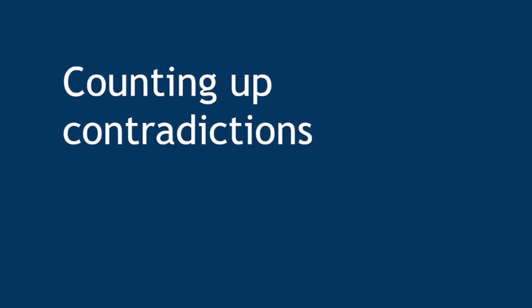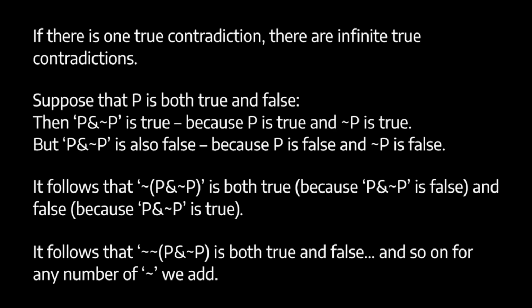I think, first of all, it might be worth noting that one thing that we're probably not going to want to say is that there are few contradictions. If there is one true contradiction, there are infinite true contradictions. So let's say that P is both true and false. So we're going to say that P and not P, the conjunction P and not P, is true.